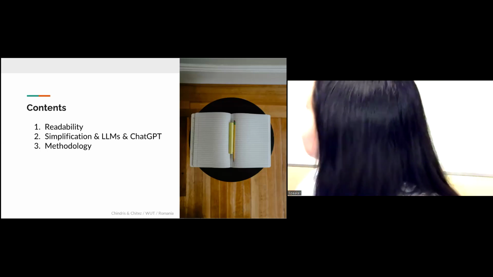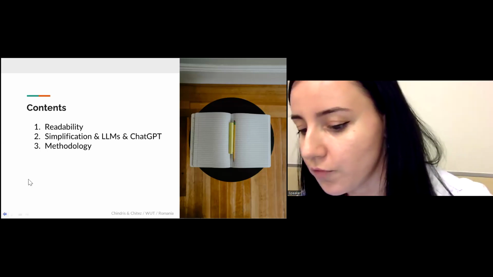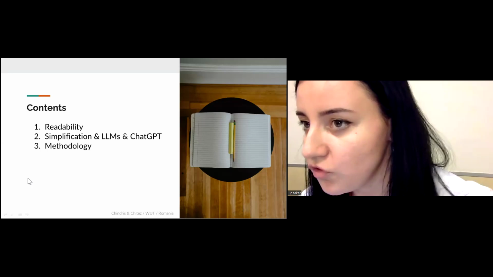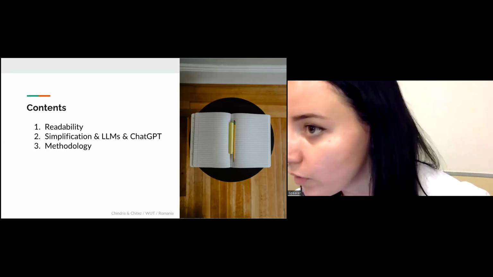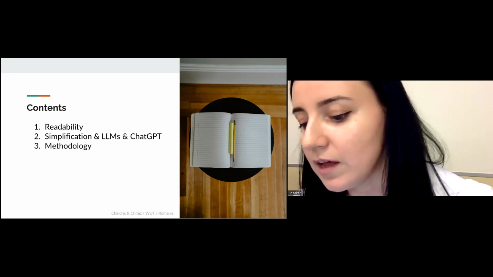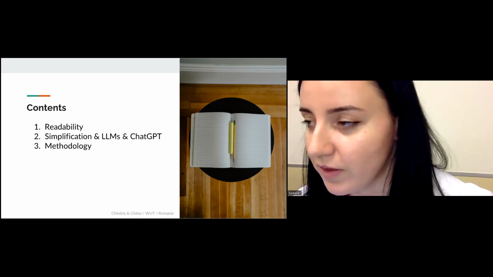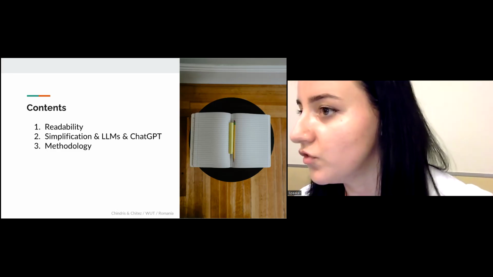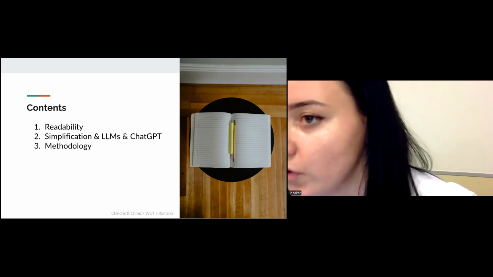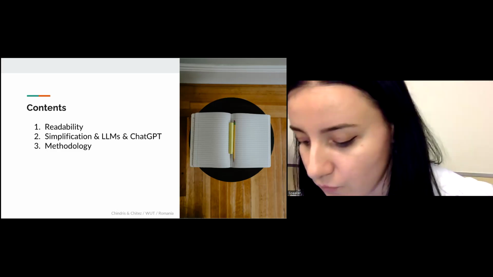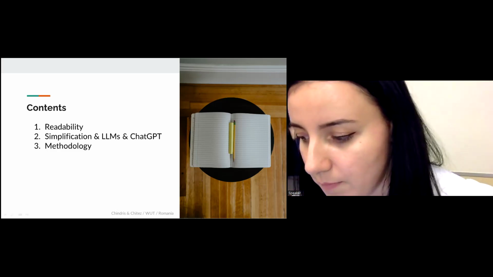Okay, this is the structure of my presentation. First of all, I'm talking about readability scores. Then I will introduce the simplification part and the large language models with a specific focus on ChatGPT, and of course the methodology of the presentation.